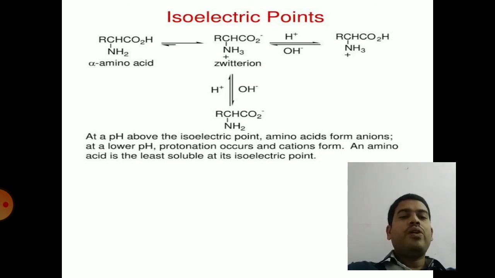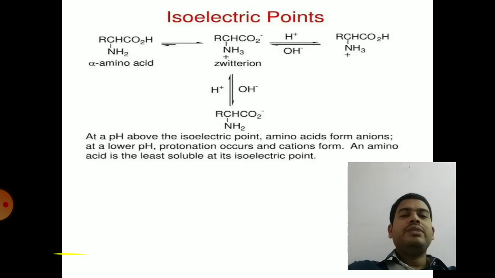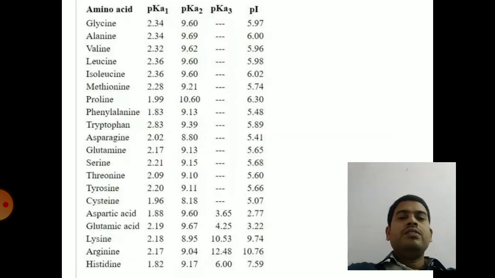At above isoelectric point, amino acids form anions. Below isoelectric point, protonation occurs and they act as cations, which we have seen in the previous slide. So this is the condition: decrease in pH and increase in pH. So these are the isoelectric points of each amino acid. You can see glycine 5.97, aspartic acid 2.77, glutamic acid 3.22, lysine 9.74, arginine 10.76.